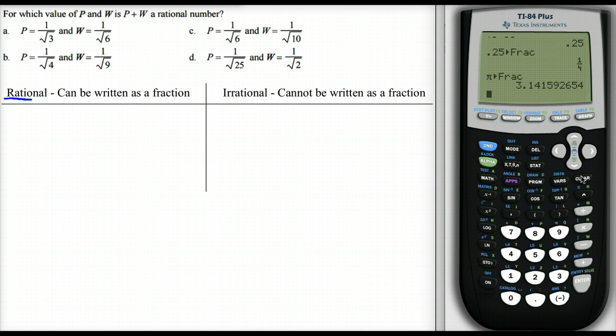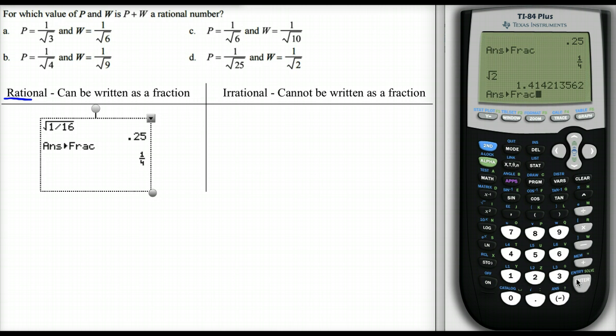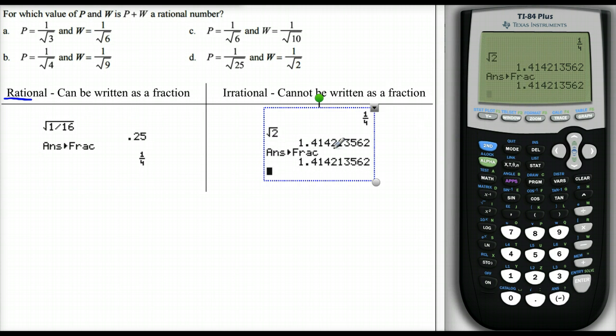So I'll show you guys a couple examples here. Again, the square root of 1 over, say, 16, math frac, that one is rational. Whereas, say, the square root of 2, when I try to math frac that one, it is clearly irrational. It doesn't convert. So I'll just scratch that out so it's not misleading. The square root of 2 is irrational.